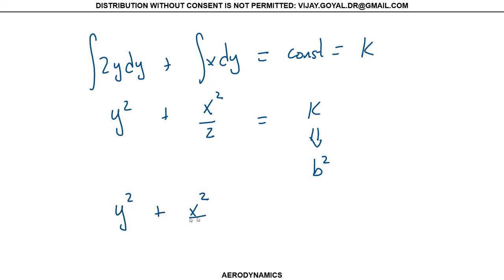So x squared over 2 plus y squared is equal to b squared. I could divide by b squared on both sides. Then what you will end up with is x squared over 2b squared plus y squared over b squared is equal to 1. And this is an ellipse.